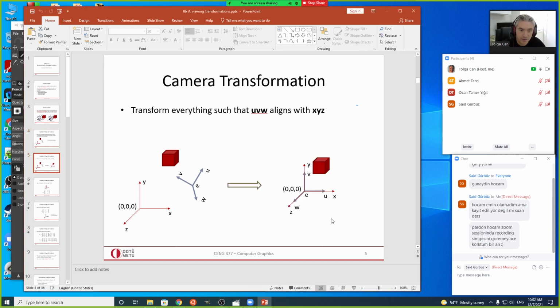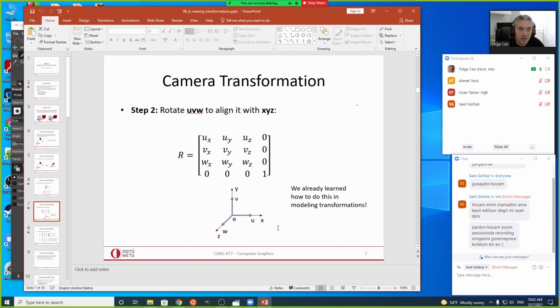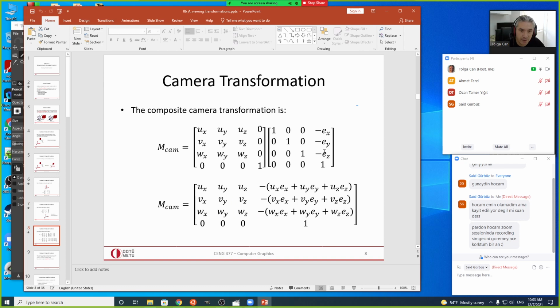Okay, so we are going to align everything such that this UVW aligns with XYZ, first with the translation, and then this rotation by using this orthonormal basis matrix, and that's it. If you multiply this with this, the multiplication gives you this. You don't need to memorize these matrices at all, but just know that this is just a multiplication of these two. And that's the first part of the viewing transformation, the camera transformation. We are done with it.